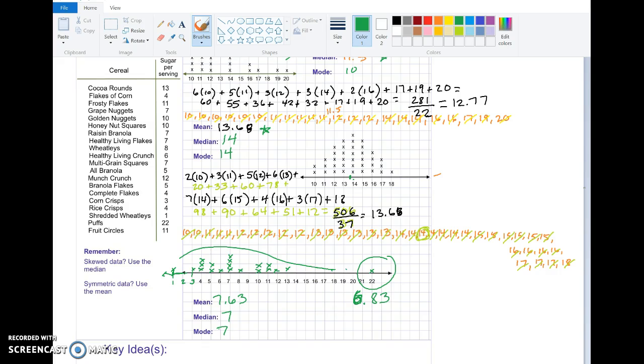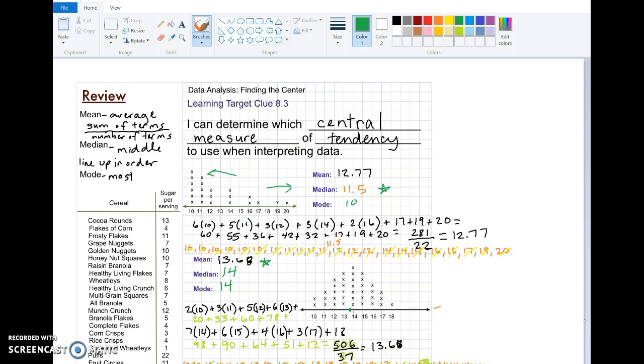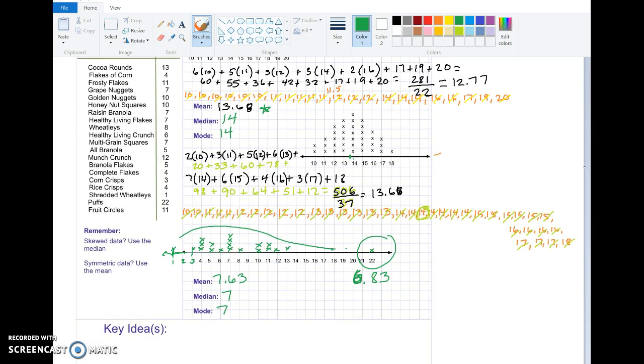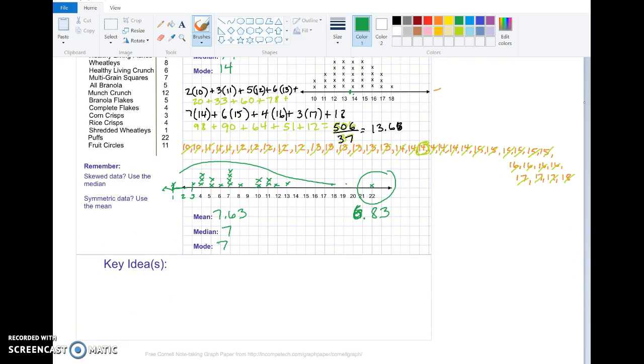All right? So now what I'd like you to do is I'd like you to go ahead and think about all that we've talked about. Write yourself a key idea right here. Key idea, something that you want to remember. It could be some of these things right here about skewed data or symmetric data. It might be that you need to remember what median means and how to do that, you line up all the numbers. Something that you need to remember. Go ahead and write it here where it says key ideas, and I'll see you in class.